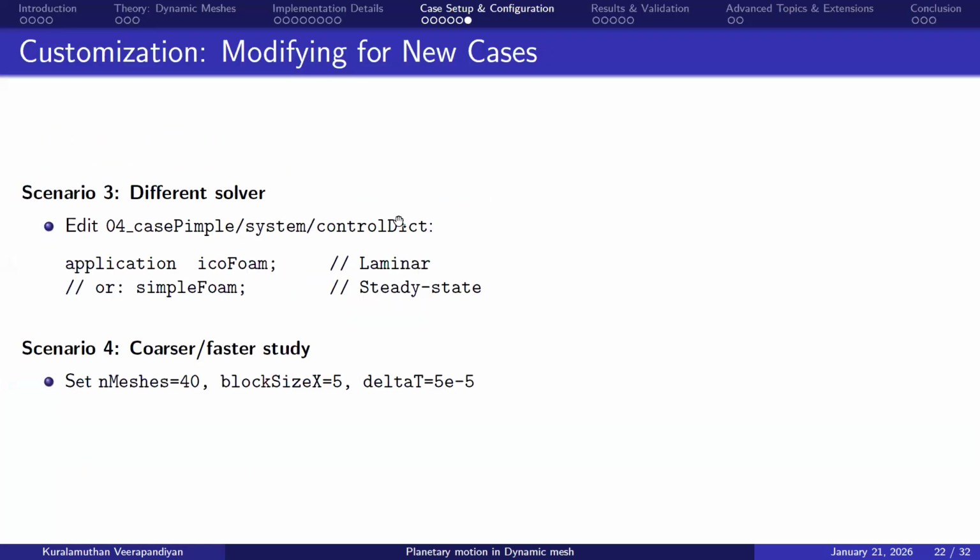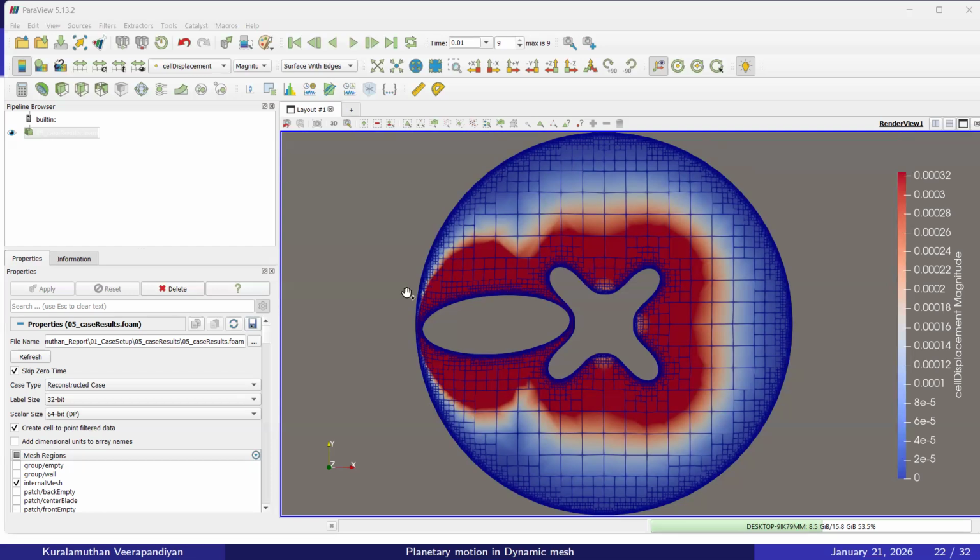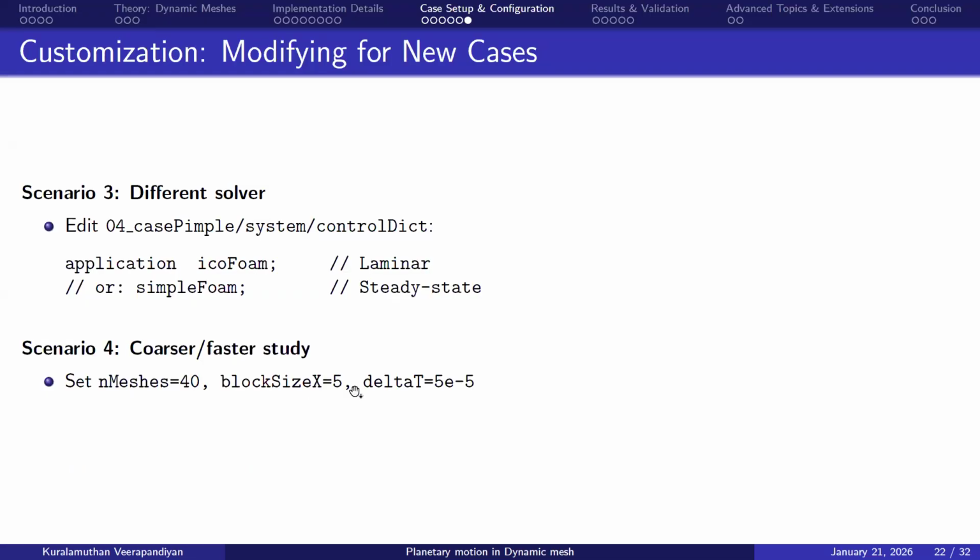We can run the case for different solvers, and we can run a coarse study. But I might warn you that reducing the mesh size below a block size of 10 will not mesh around these particular thin gap regions, which are neglected when the base mesh is too coarse. So a block size of 10 is the least possible mesh size that I was able to run for this particular implementation.